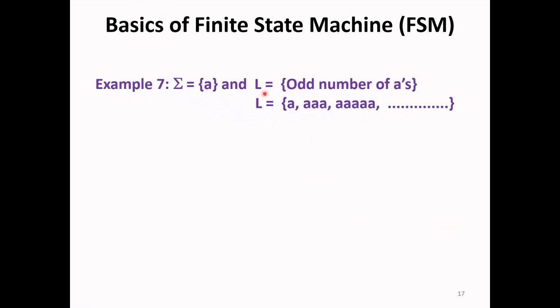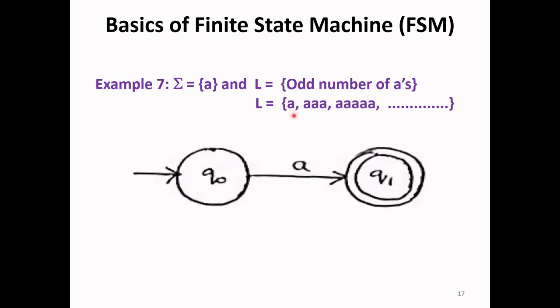Similarly, if I go for defining a language having an odd number of A's, then how do you design a finite state machine? Odd number of A's: possible strings in the language are 1 A, 3 A's, 5 A's and so on. At that time, can the initial state be the final state? No, because epsilon is not a string in this language.